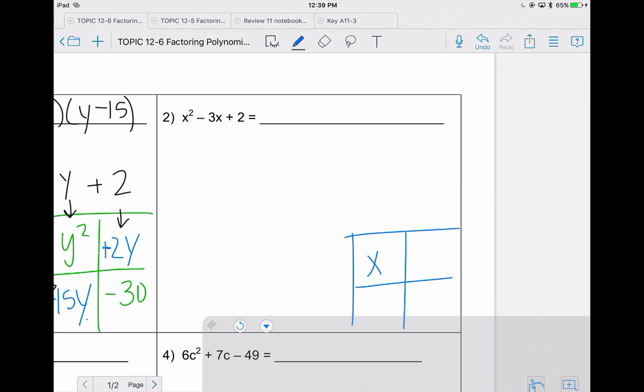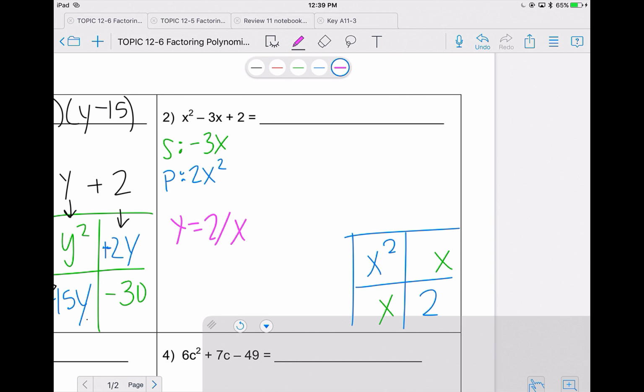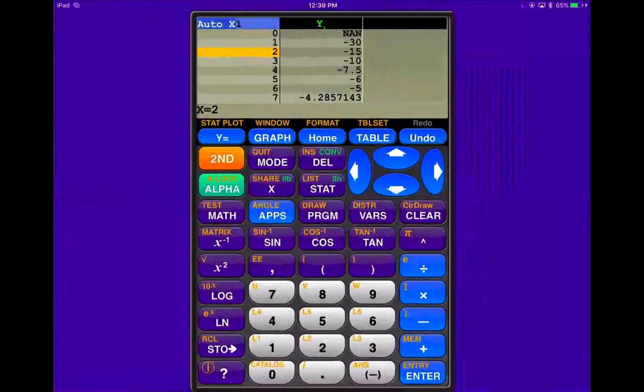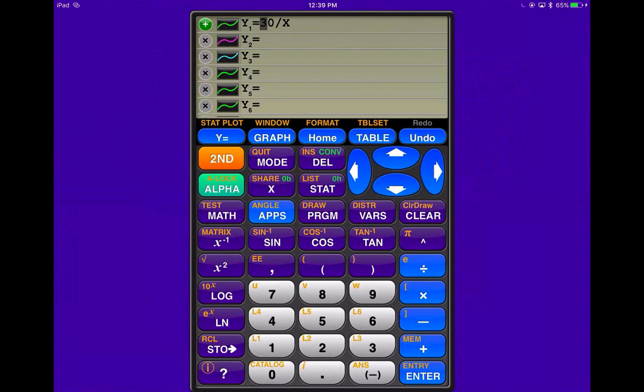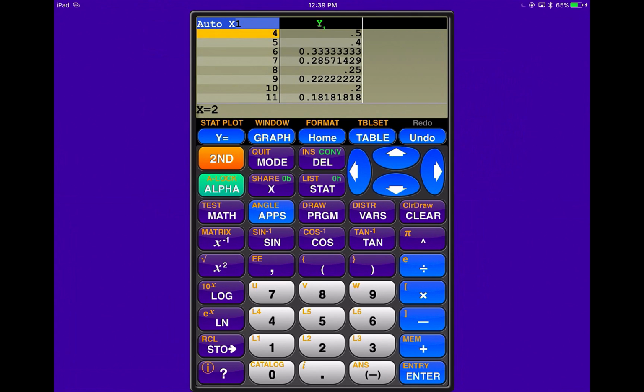When I fill in my box, I do the first term and the last term, and those multiply to be my product of 2x squared. My sum is what I'm going to fill into the missing blanks, an x and an x that need to add up together to get negative 3. So again, in y equals, I put 2 divided by x, and I go look at my table.